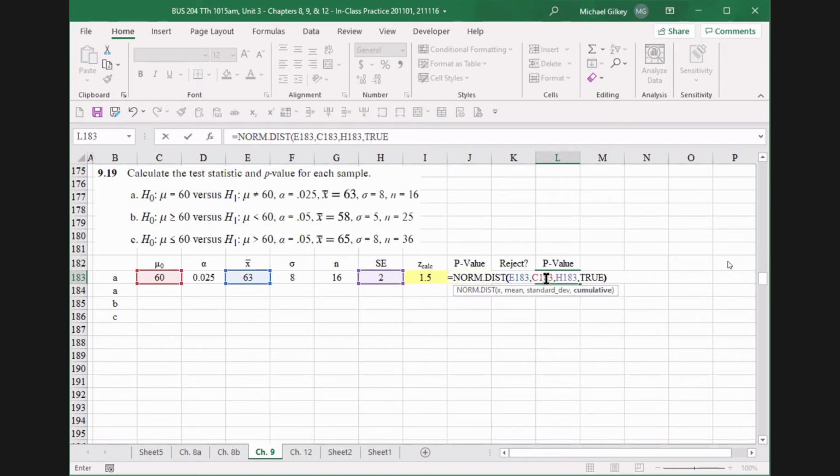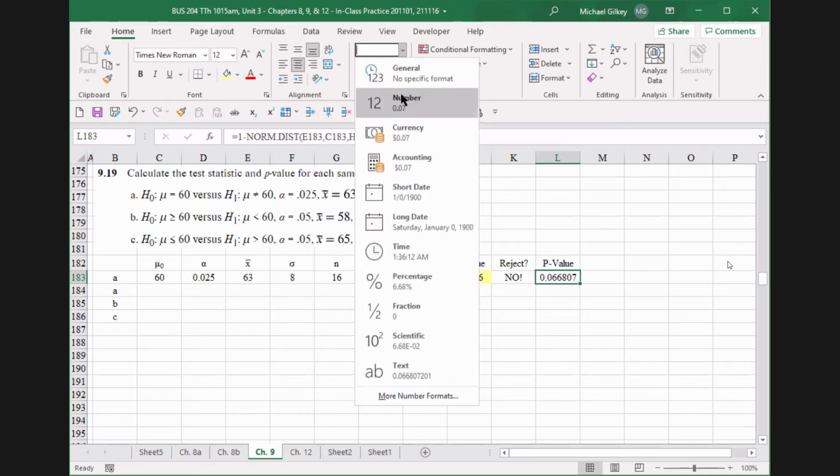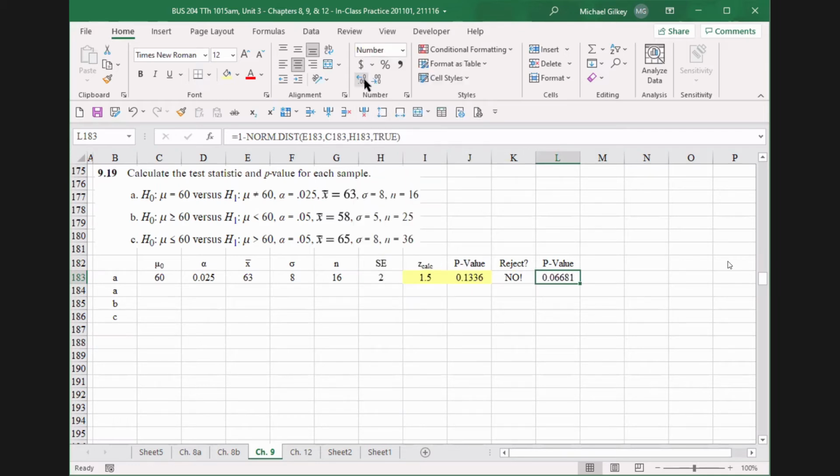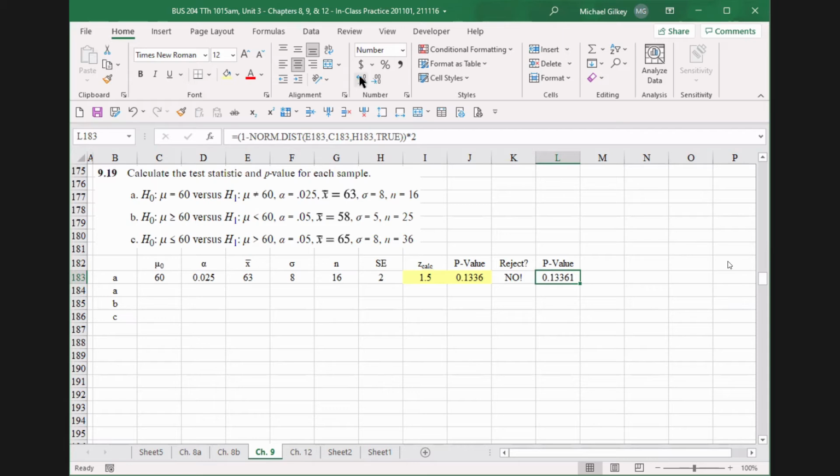Always true. And then we can do this, and notice that's my left tail area. So I again need to do 1 minus to get my right tailed area. And this one's been giving me some problems, so I'm going to change the format right now before I do this. And then multiply by 2. And those two look the same, don't they?